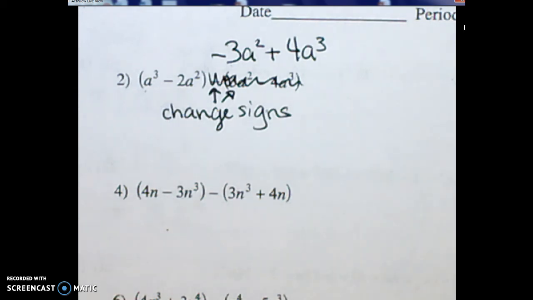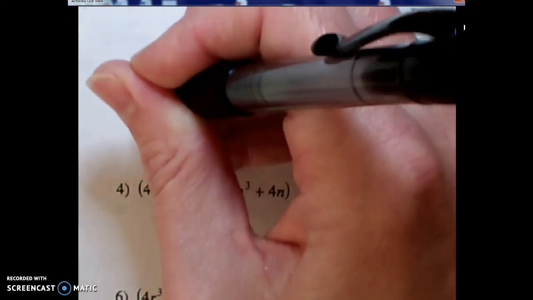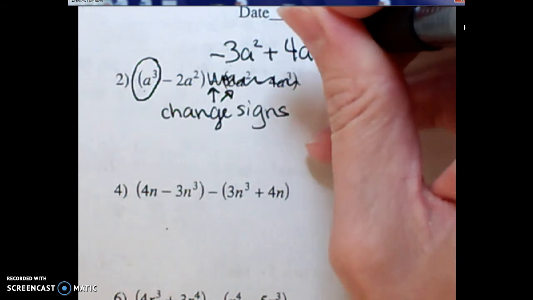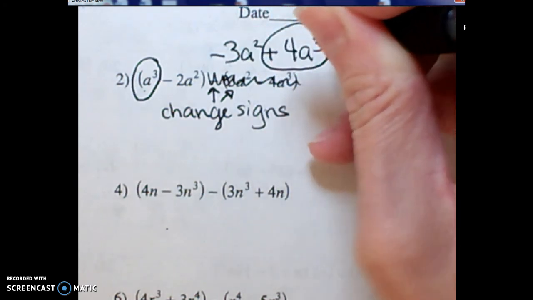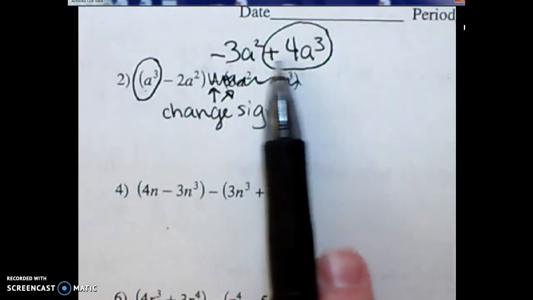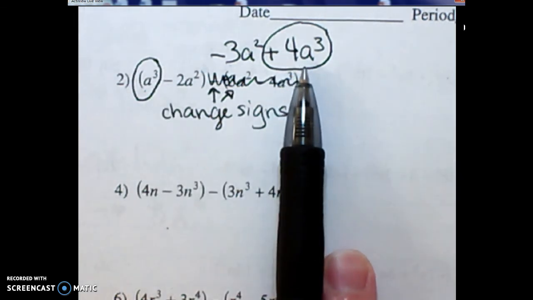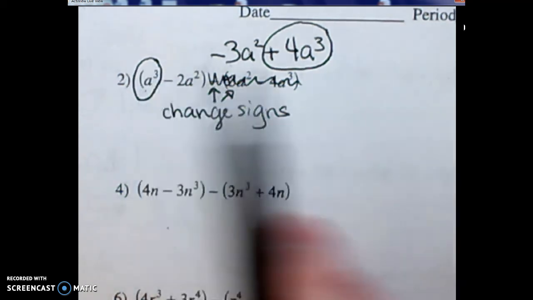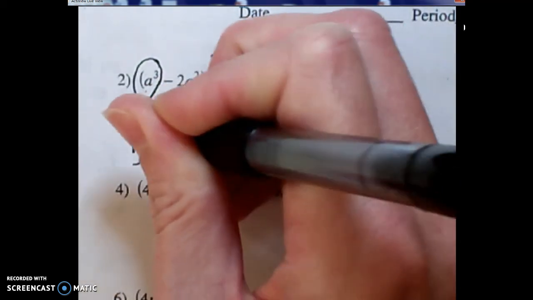Okay, now that I have it rewritten, I changed my signs because of the subtraction. I am now going to combine like terms. So the first thing I have is a to the third power. Do I have any other a to the third powers? Yes, 4a to the third. So I'm going to circle it. I'm going to circle the sign in front, which is a plus, and then I'm going to combine them. So if I have an a to the third here and I'm adding 4 more, how many do I have total? 5. I have 1 here, and I'm adding 4 more to it. So that gives me a total of 5a to the third power.